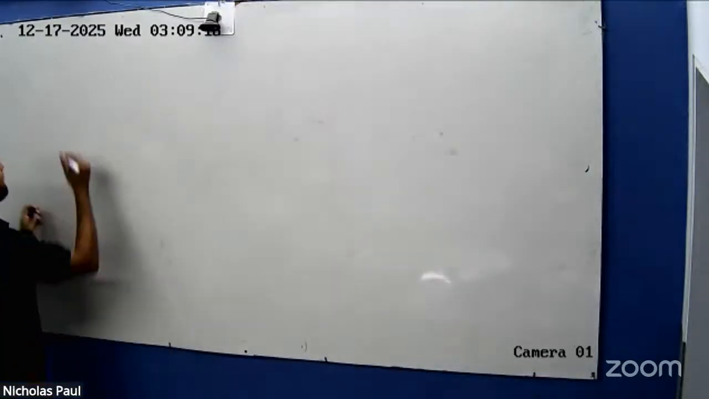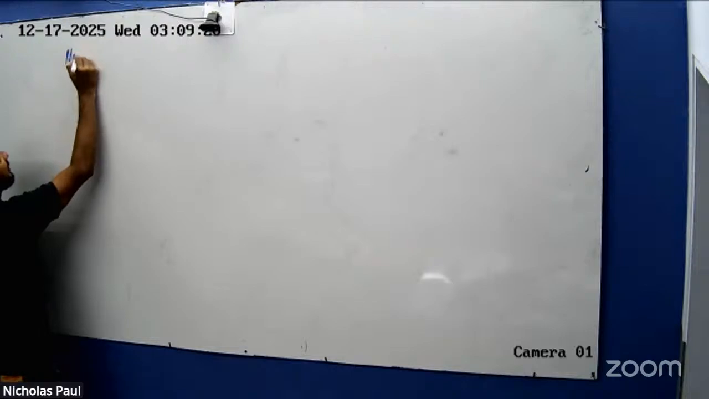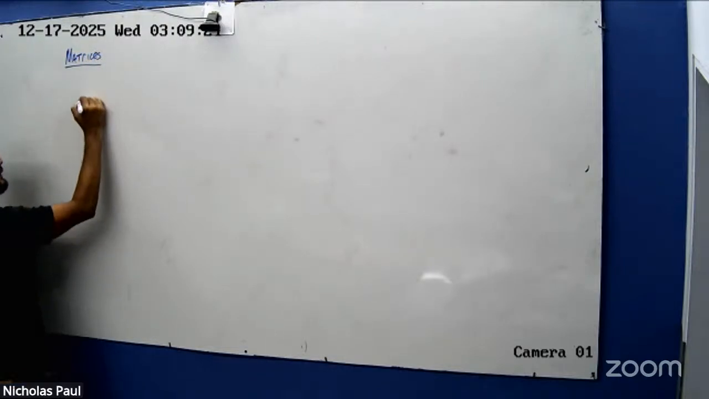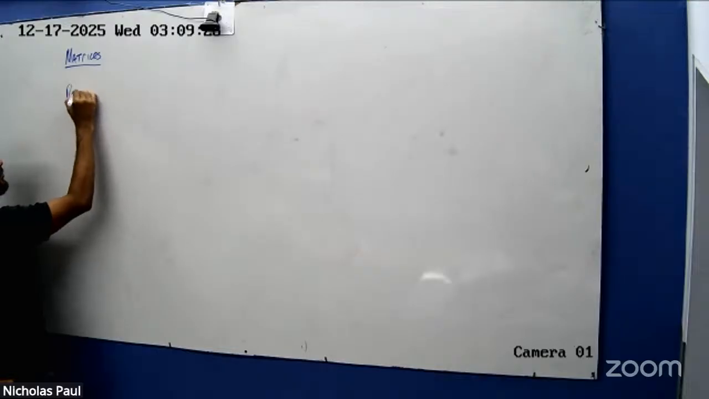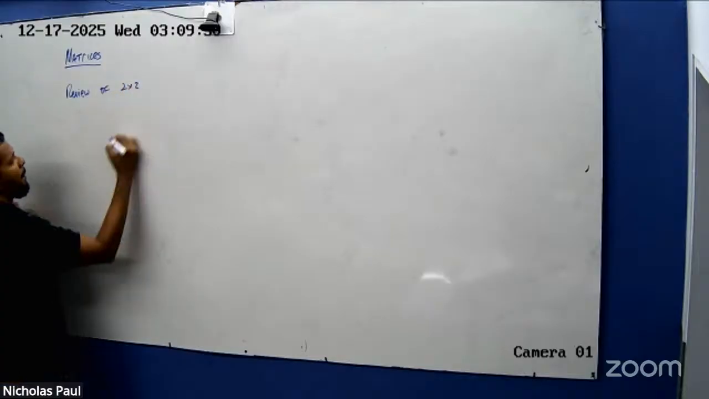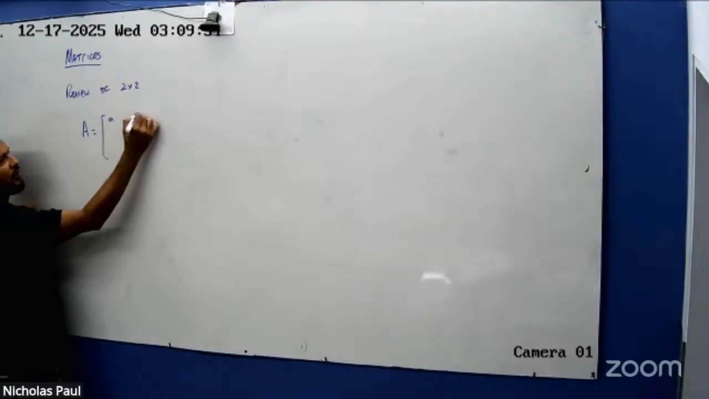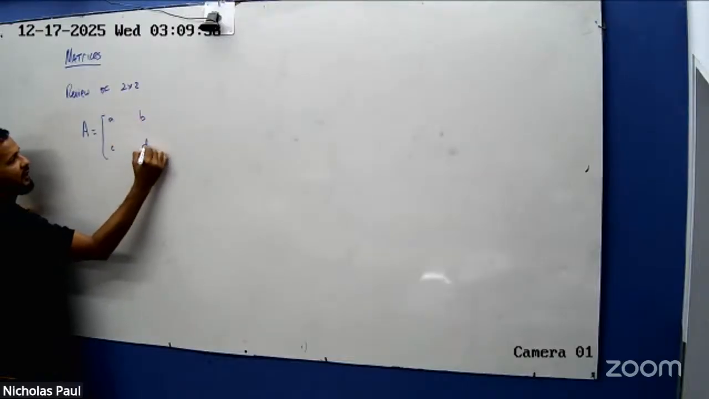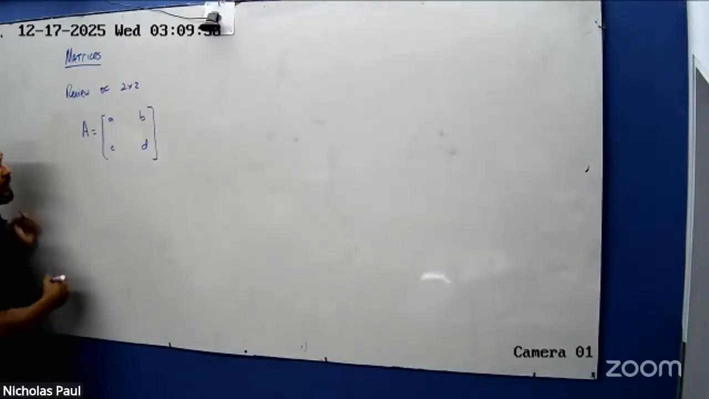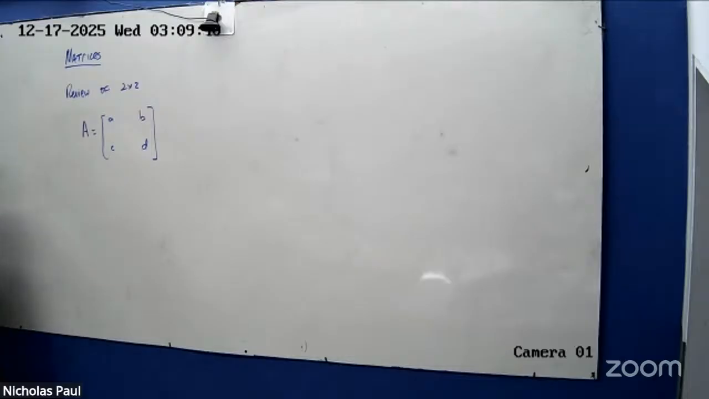All right, so we're taking a look at matrices. Right, so as I said, we're starting with a review of 2 by 2, right? So let's start with a matrix. Let's start with the matrix A, B, C, D. Right? And let's just run over a few things quickly.